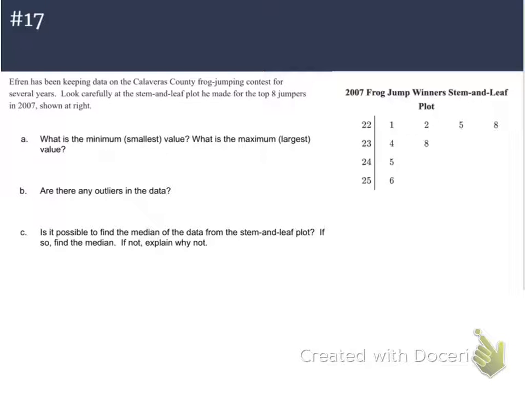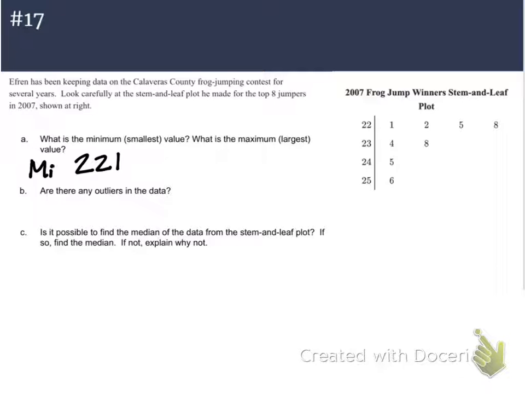And it says, what is the minimum, smallest value? What is the maximum, largest value? Well, I'm looking at my stem and leaf. It looks like my bigger numbers are towards the bottom. This is in the 250 zone, 240, 230, 220s. Yes, so now I'm looking, okay, which is my smallest number? Would it be 221 or 228? If you said 221, you are correct.